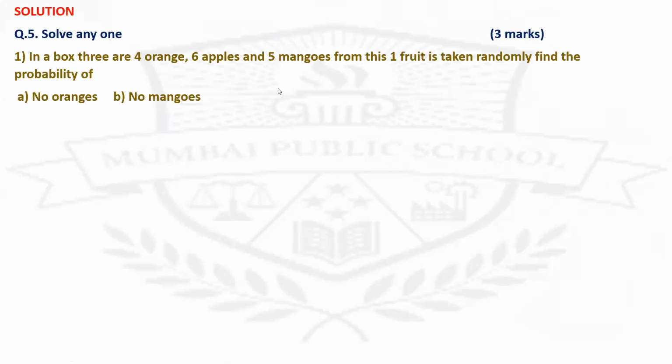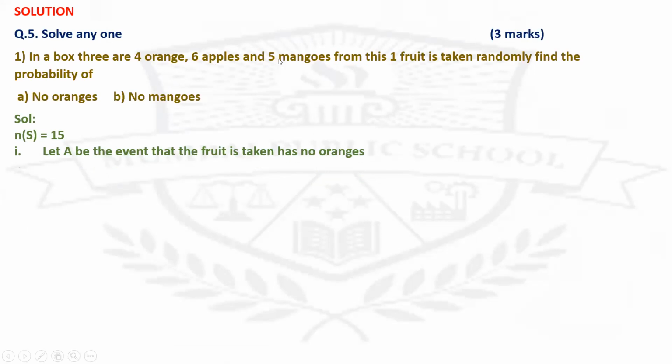Very simple question. Total number of fruits. Understand? N of S, 15. 4 plus 6, 10 plus 5, 15. So N of S is how much? 15. Out of that, no oranges. So that means apples and mangoes will remain. Apples are 6, mangoes are 5. So 6 plus 5, 11. So N of A is how much? 11. So what is the probability? Probability is 11 upon 15.